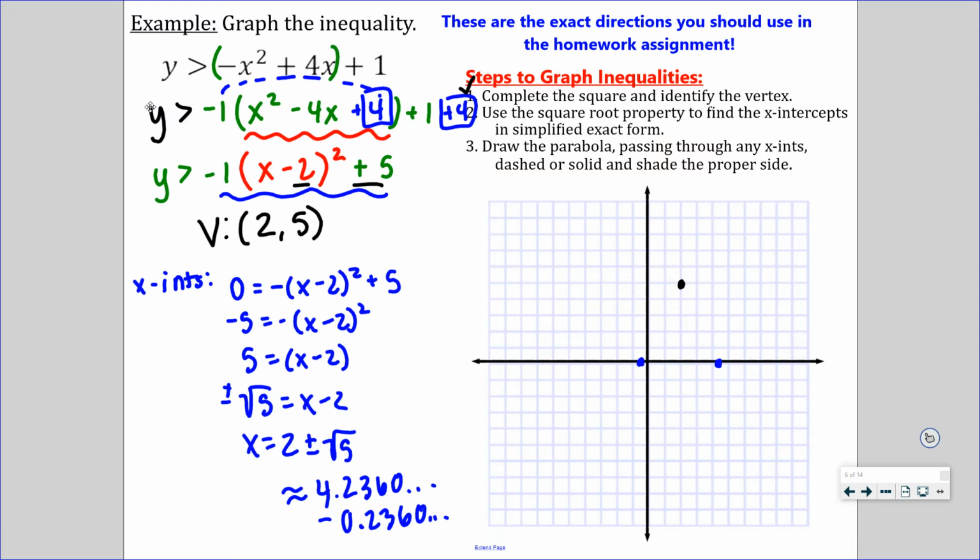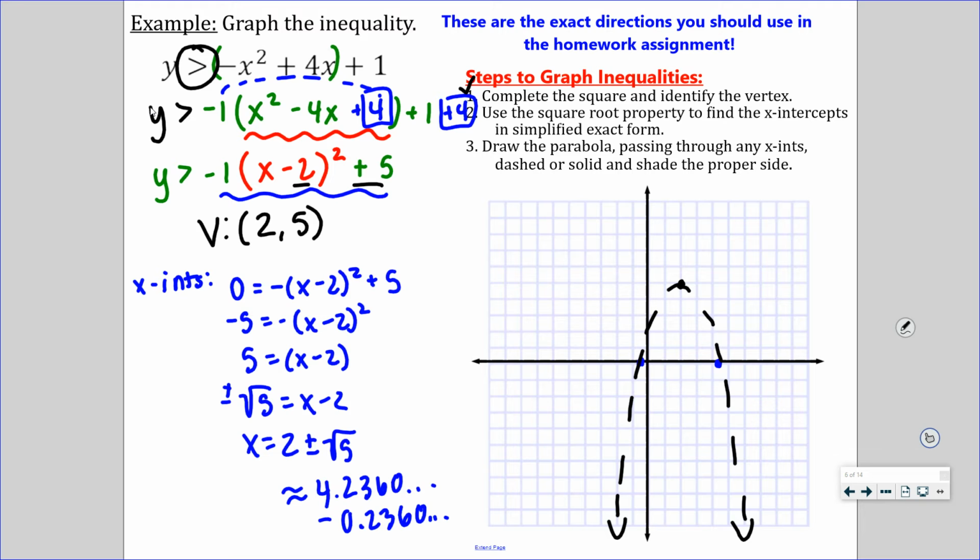Because we're not just graphing the parabola, we're graphing the inequality. So look at my symbol here, solid or dashed? Dashed, because it's not equal to. So you got to dash those. Make it look like a parabola. All right. So draw the parabola passing through any x-intercepts, dash or solid, and shade the proper side.